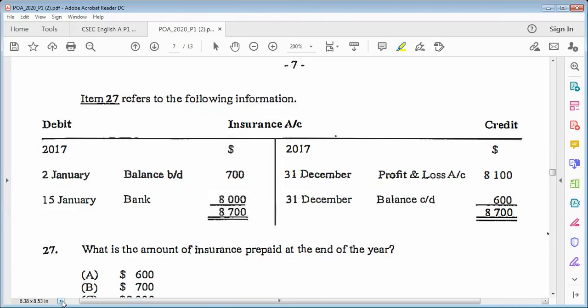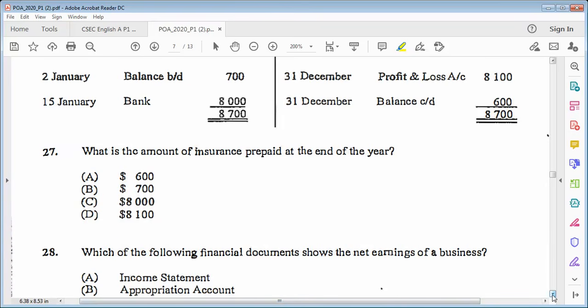And then on our credit side, we have 31st of December, profit and loss account, 8,100. 31st of December, balance carried down $600. And that balances our account at 8,700. What is the amount of insurance prepaid at the end of the year? A, $600, B, $700, C, $8,000, or D, 8,100. So our insurance prepaid is right here, $600. So our answer is A. Let's go on to 28.